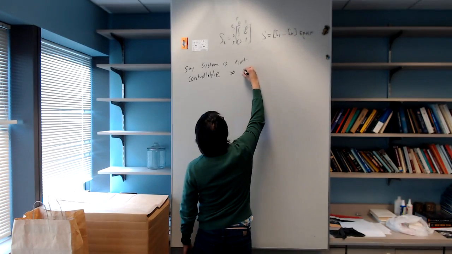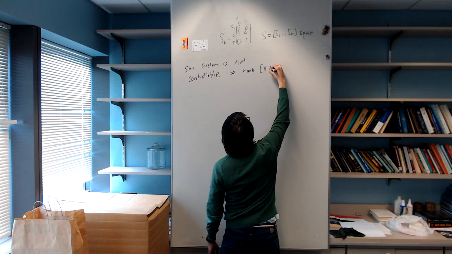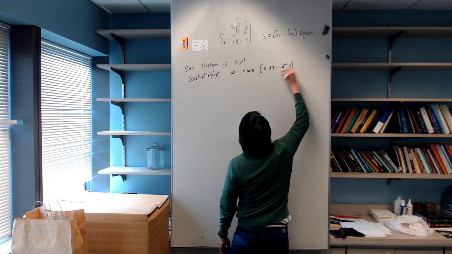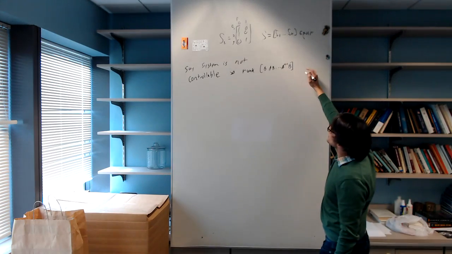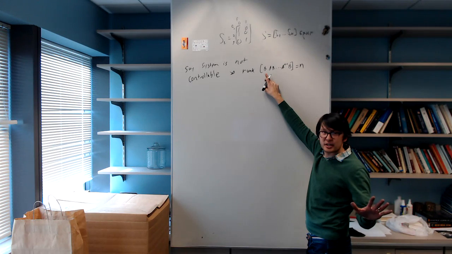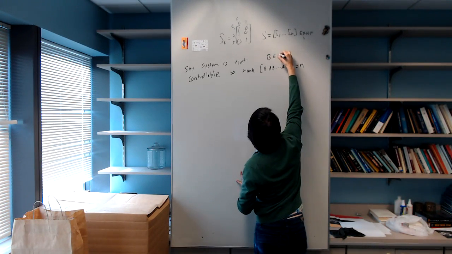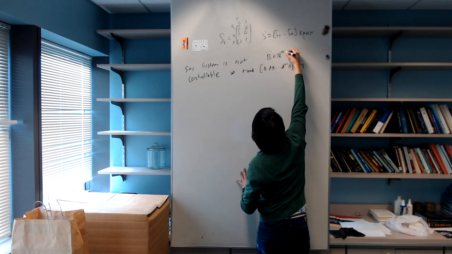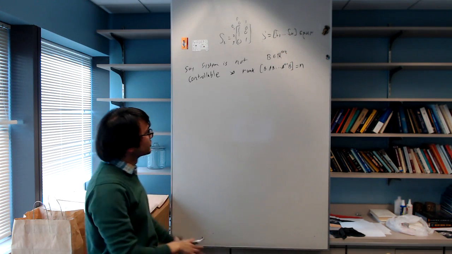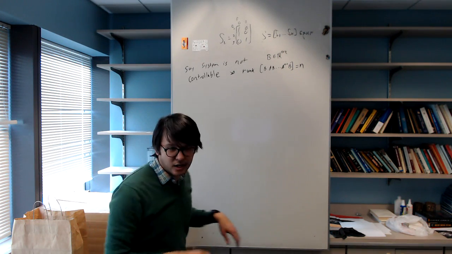So rank [B, AB, ..., A^(n-1)B]. In this case, I'm not going to be worried about the dimension of B. We're no longer assuming it could be single input anymore. So B in R^(n by q). We're going to assume it's something like that. This is the general case, and we're going to assume r less than n.